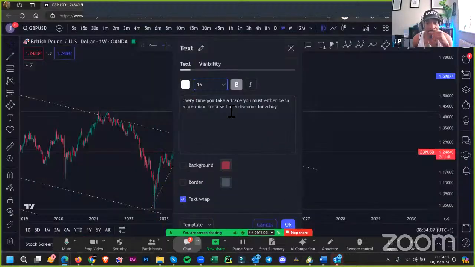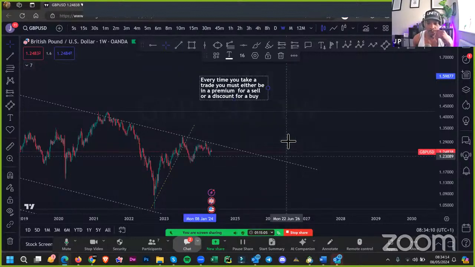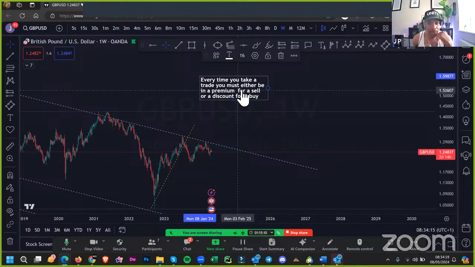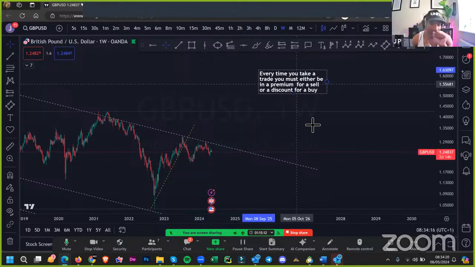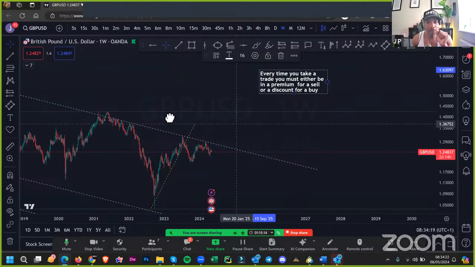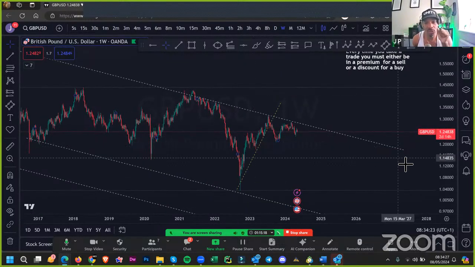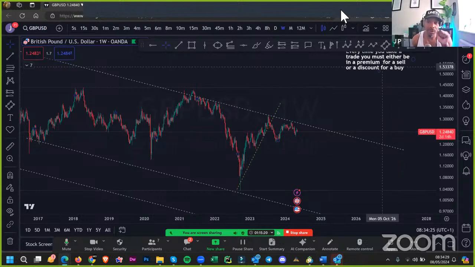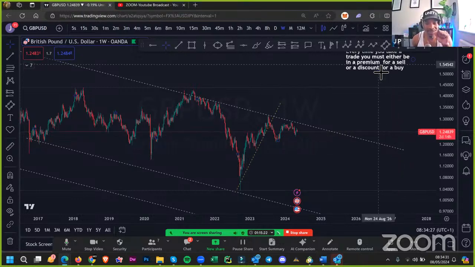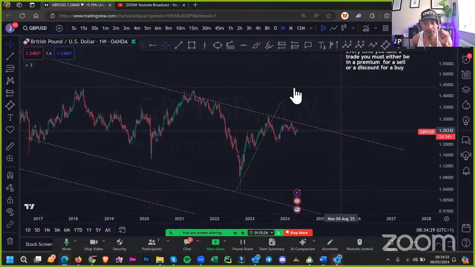Okay. So every single time you take a trade, you want to make sure that you are either selling in a premium or buying in a discount. Now, let me explain something to you. This is the problem with this. The problem with what I've just said is you have to understand the Russian doll theory. And the Russian doll theory, in a nutshell, is just simply saying that the markets are fractal.